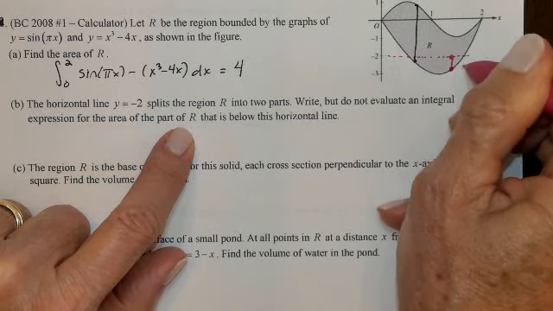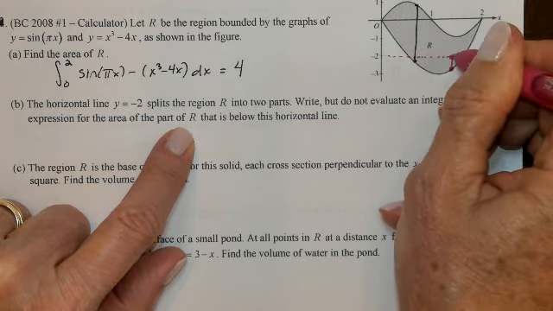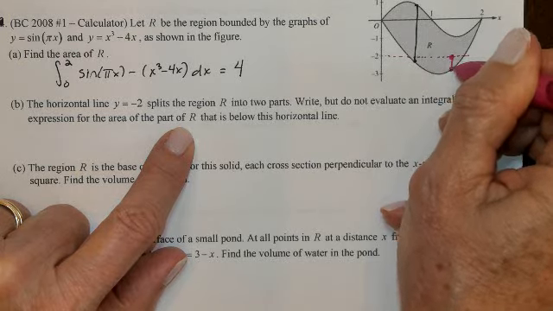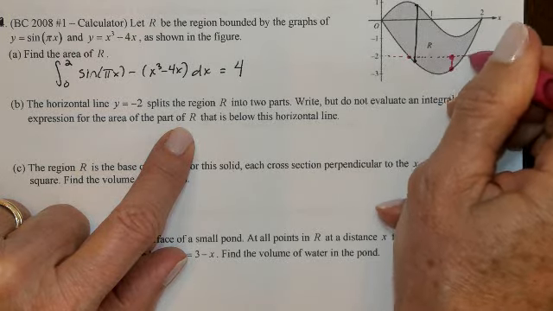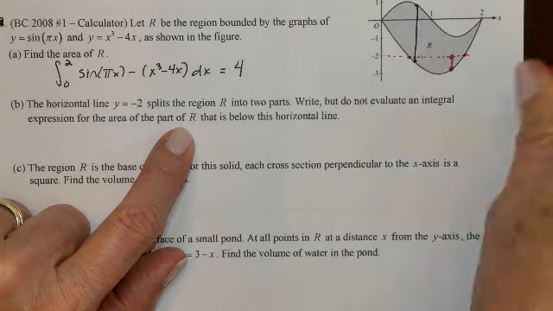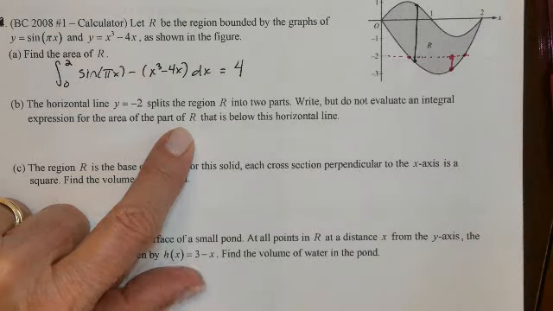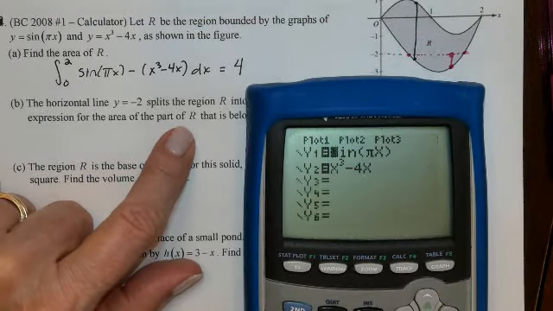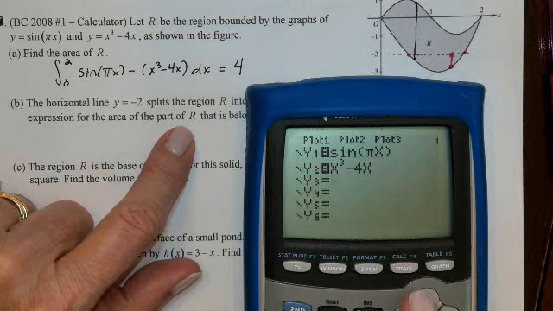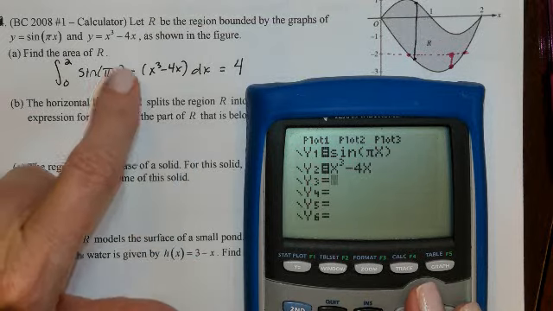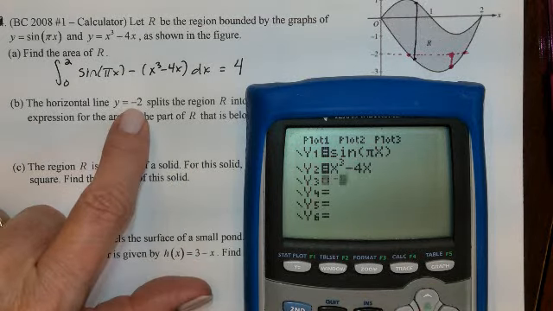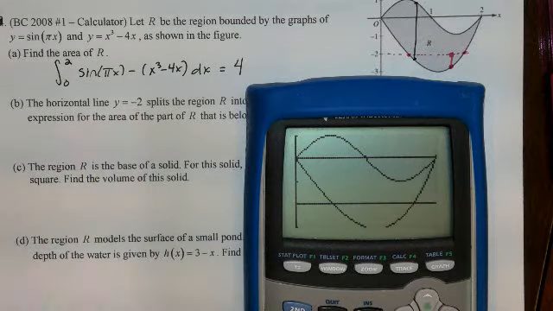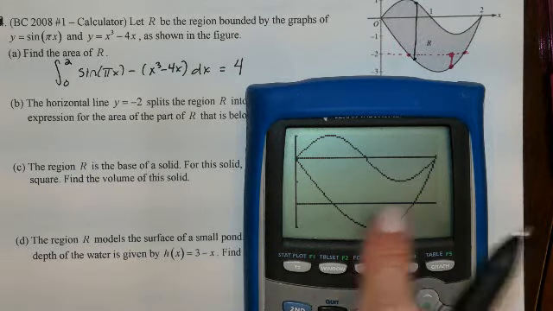So we can find that area. It's just what's on top, integral, what's on top minus what's on the bottom. All we need to do is find these intersection points because those are going to be the boundaries of our integral, right? So back to our calculator, y equals, in for y3, I'm going to put y equals -2. And we'll go graph that. Okay? We need to find these intersection points.